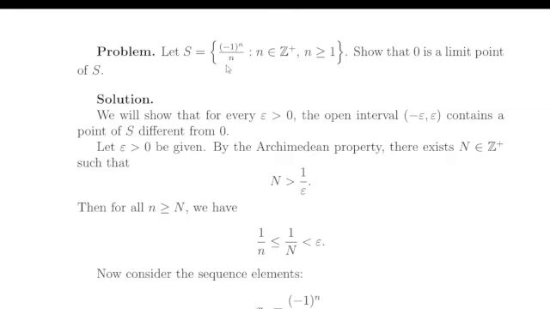Let S be the set (-1)^n over n, where n is a positive integer and n is greater than or equal to 1. We want to show that 0 is a limit point of S.